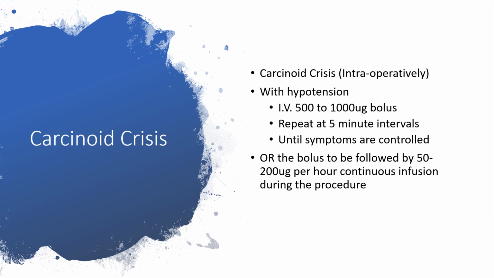If the situation at hand involves carcinoid crisis intraoperatively and you are dealing with hypotension, just set your IV line, give Octreotide intravenously 500 to 1000 microgram bolus, then repeat that every 5 minutes until the symptoms are under control. Or you may choose to give a bolus followed by 50 to 200 microgram per hour continuous infusion while the procedure is still ongoing.